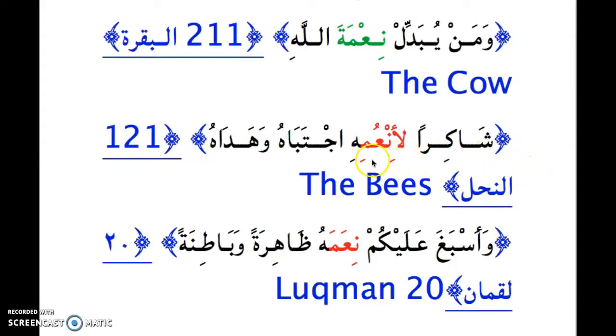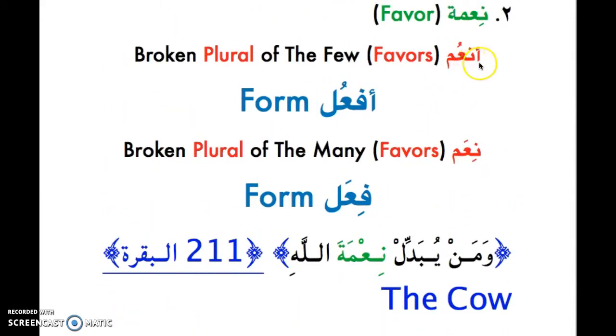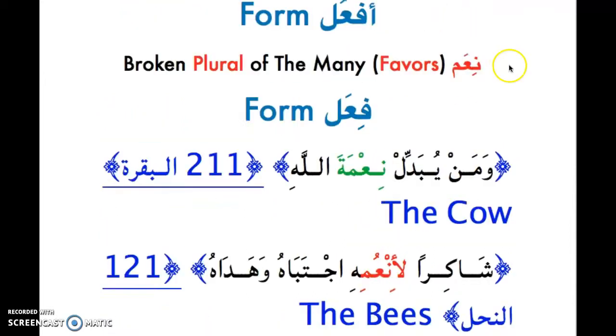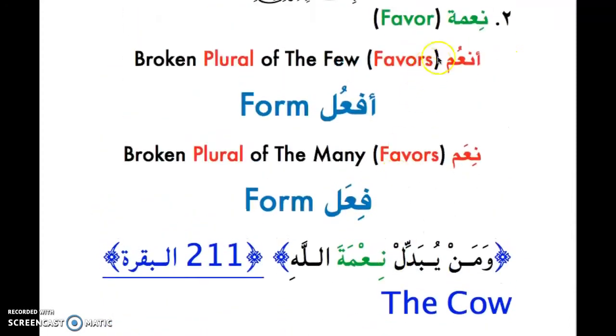شَاكِرًا لِأَنْعُمِهِ. I tried to not have the first letter in red, but those two letters are together, and it's hard to color one and leave the other uncolored. But it would look like this: أنعم, لأنعمه. It's just one letter sticking there, but it's the same word. Anum, meaning favors, in the plural form, broken plural of the few.